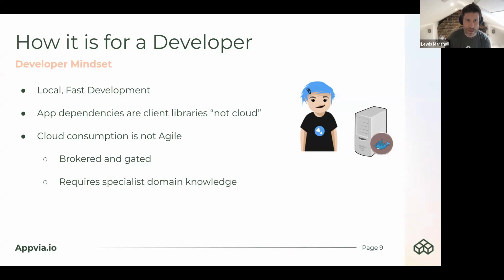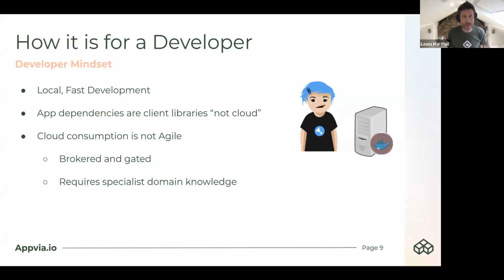So, the problem and developer experience. A developer wants to be able to develop fast, locally, ideally. We all use containers and Docker in order to get the dependencies of our applications all running locally. But fundamentally, the dependencies of an application are client libraries that talk protocols to remote services, databases, or storage facilities, and they're not really cloud specific.